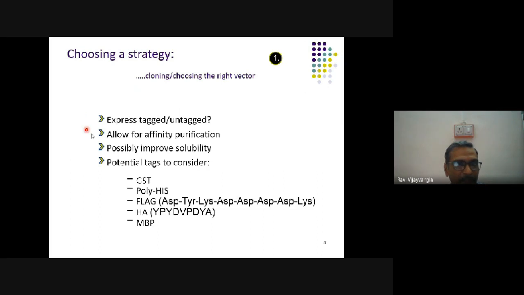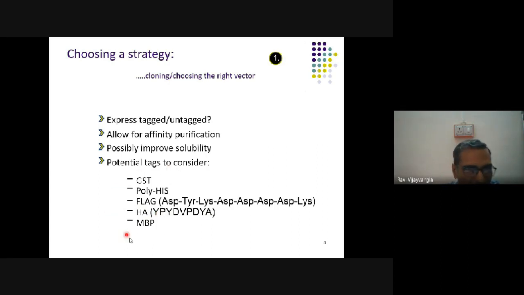Also, you have to decide whether you want to express your protein with an affinity tag or without any tag. If you add an affinity tag, that will allow affinity purification of your protein. Also, an affinity tag can improve the solubility of the protein in some cases. These are some of the affinity tags which are commonly used. GST is glutathione S-transferase. This is the His tag. This is the FLAG tag and the sequence of the FLAG tag. This is the HA or hemagglutinin tag, and this is the sequence of the tag. This is MBP. MBP is the maltose binding protein tag.